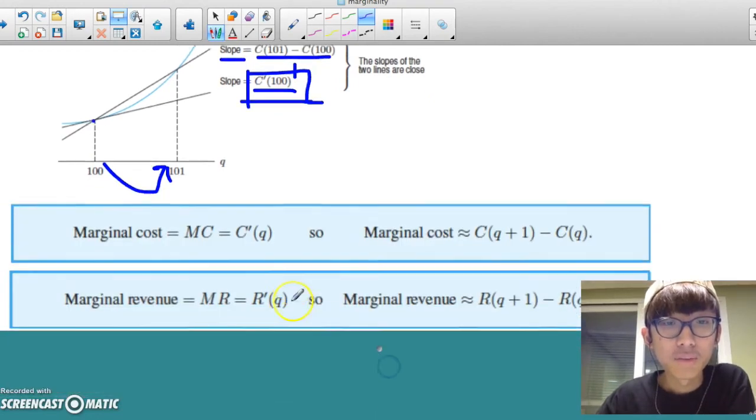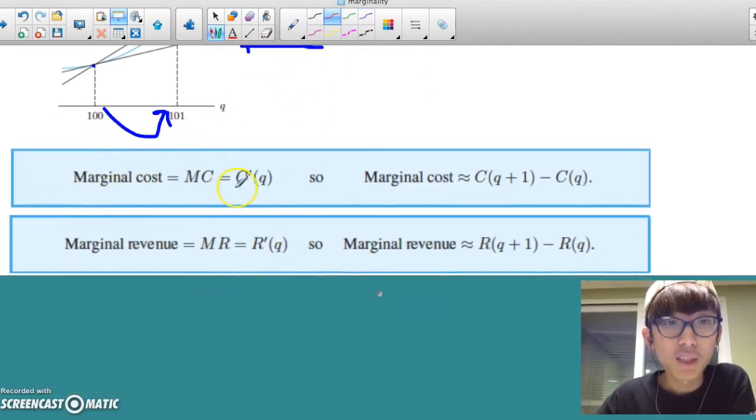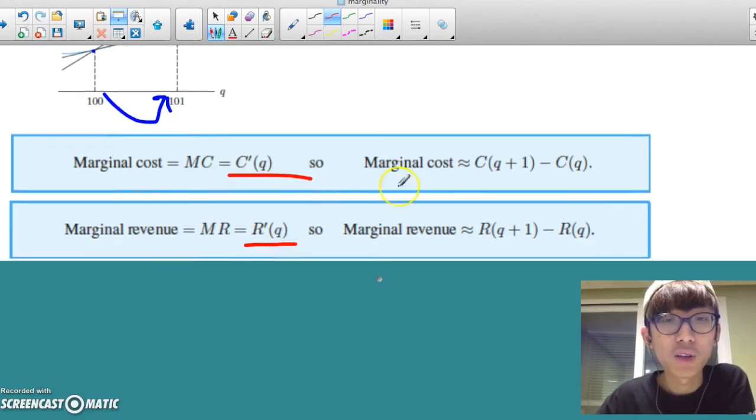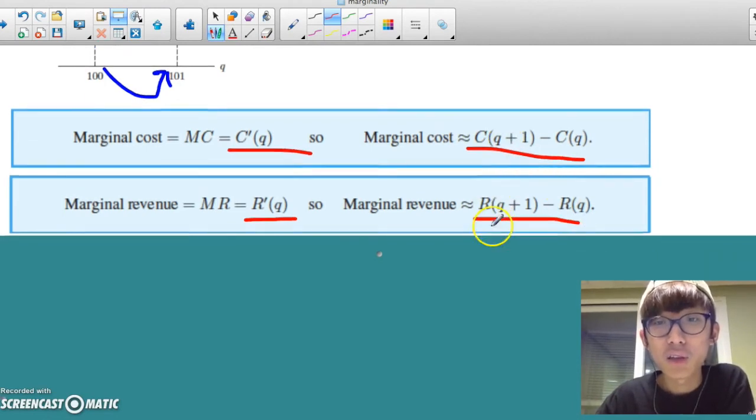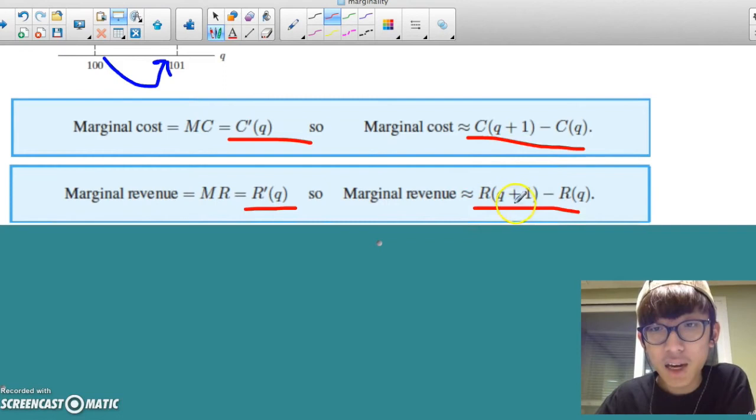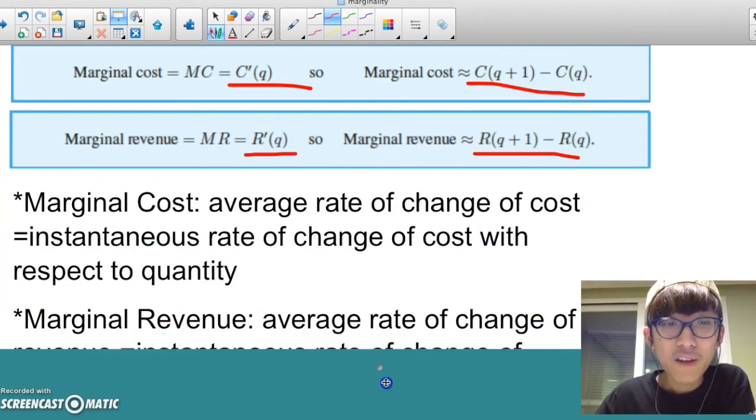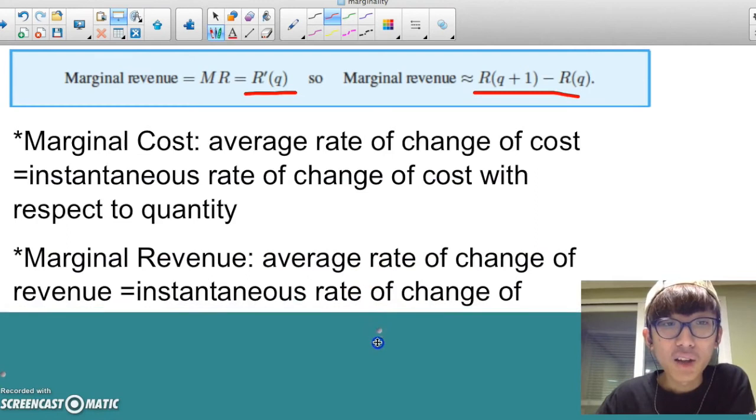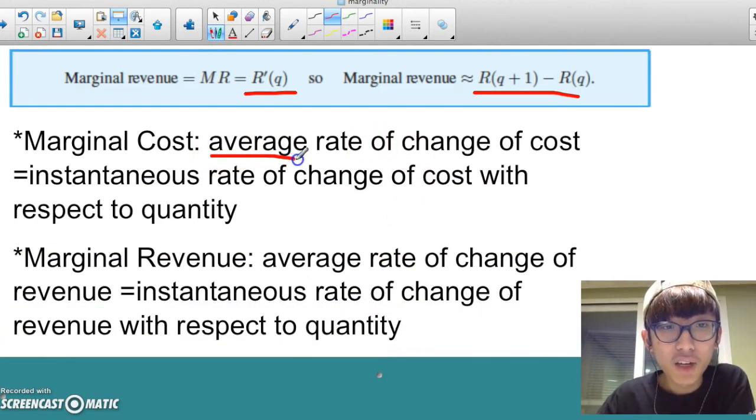So here, marginal cost is the derivative function at that point, and marginal revenue is the same thing, the derivative of the revenue function at that quantity. And this is just what I explained before, the cost and revenue that's needed and that's gained from producing one more additional unit. As you can see, Q plus 1 minus Q equals 1. So here is a very, very nice summary. Marginal cost and marginal revenue equal the average rate, and economists define this also as the instantaneous rate of change, which is the derivative function.